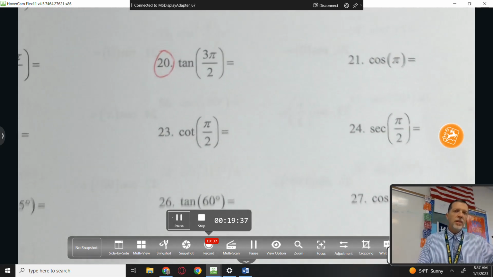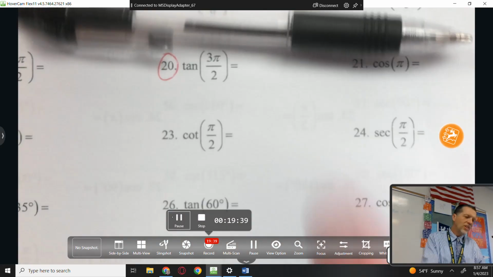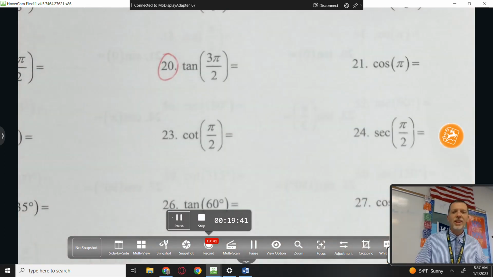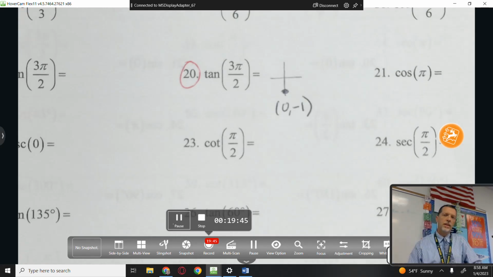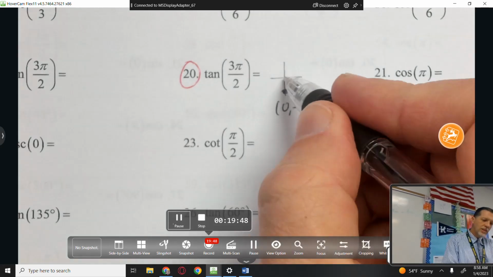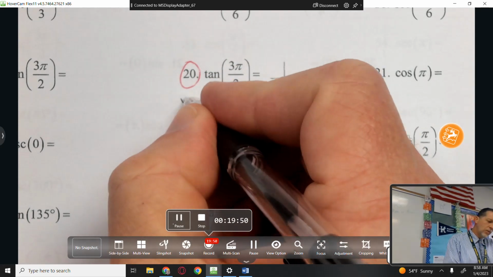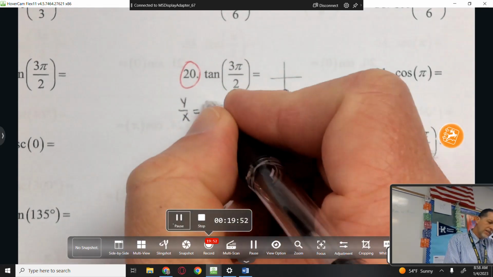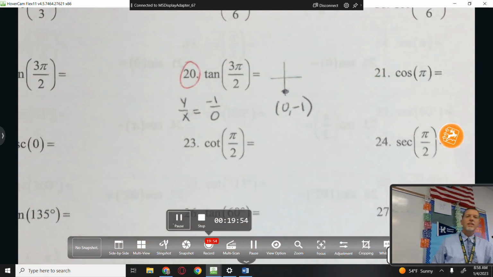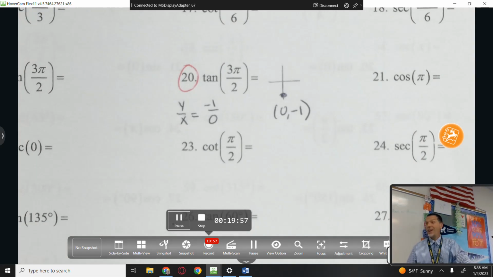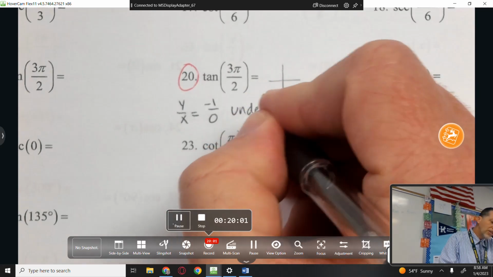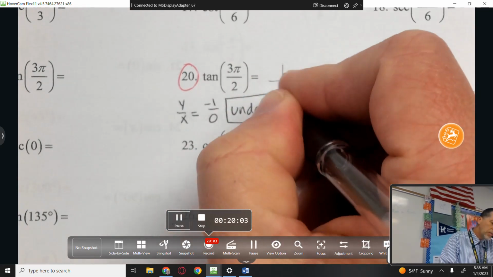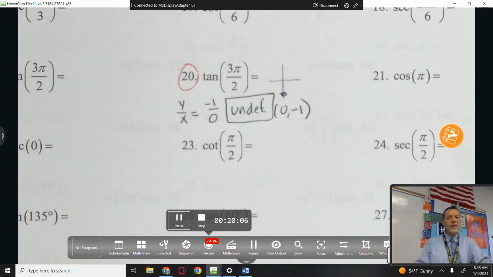Skip down to number 20. And when you get the answer, you'll know why I asked you to do number 20. So 3 pi over 2, 0, negative 1. Tangent is y over x. You can't divide by 0, so that one's undefined. If you get a 0 in the bottom, it's undefined. So some of these will be undefined.